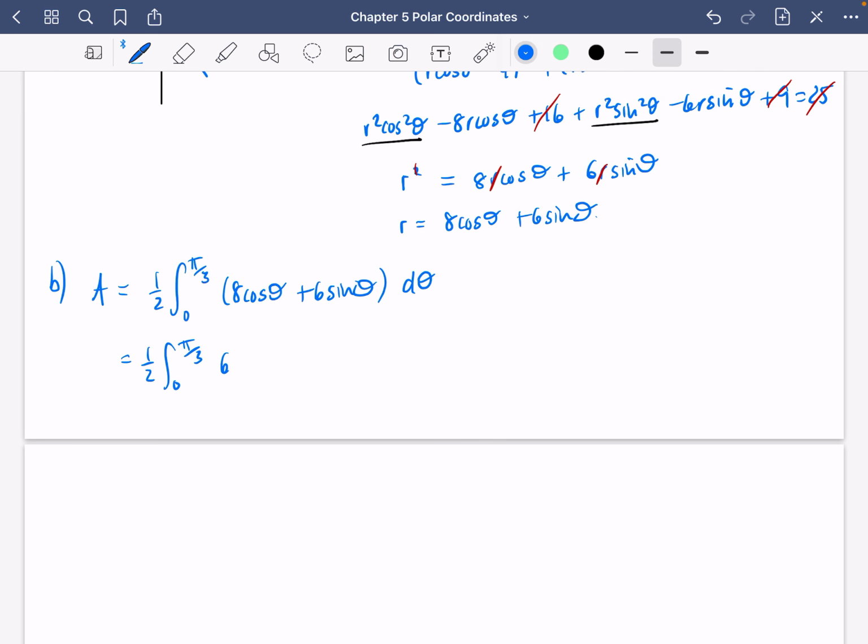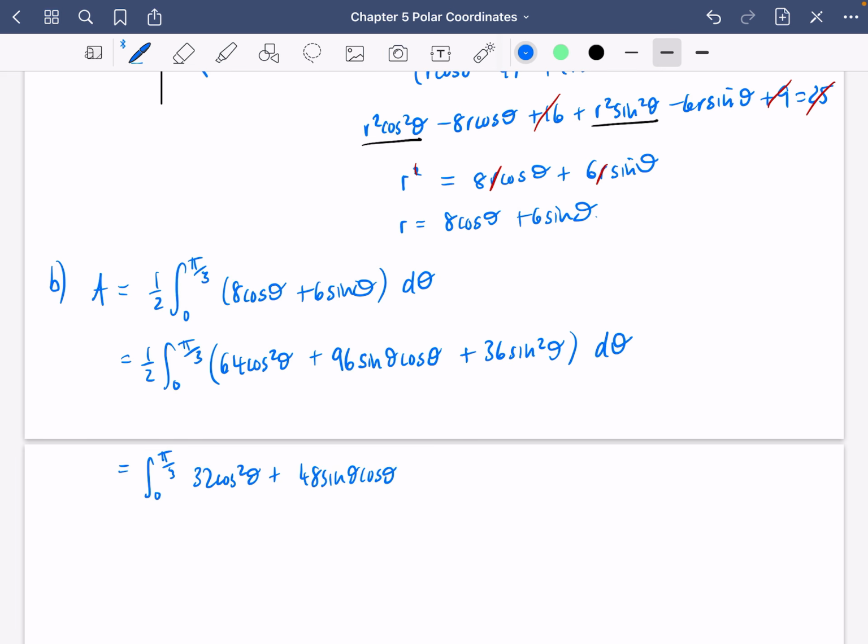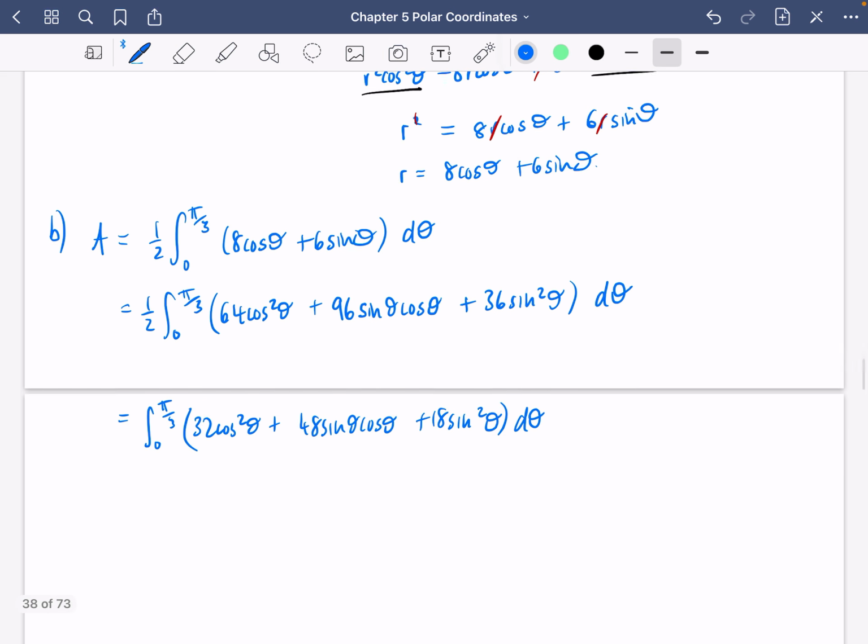Between 0 and pi over 3, we're going to get 64 cos squared theta plus, well, the 6 times 8 is 48, and there's going to be 2 of those, so it's going to be 96 sine theta cos theta, and then we get 36 sine squared theta. Because this is all now being added, you're going to need to make sure you keep those brackets around it. Now, if you want, you can put the half in. I'm actually probably going to put the half inside here because everything's an even number. So I've then got 32 cos squared theta plus 48 sine theta cos theta plus 18 sine squared theta. You don't have to put that back in if you don't want to. I just fancied doing that.